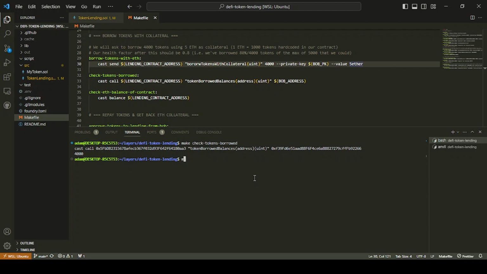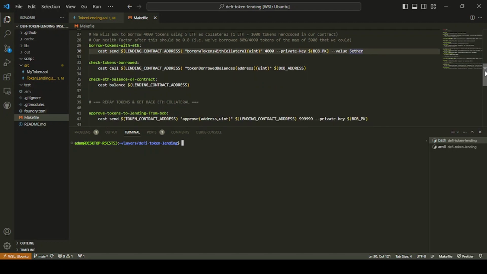So, one second, just go make check ETH balance of contract. ETH balance of contract. I think that's it. There we go. And again, as I said, he paid in 5 ether, but in the contract it's 5 with 18 zeros after it. So just keep that in mind when you're trying to calculate stuff. I know we keep going on about the 18 zeros, but it's important. So now we have the borrowed tokens. Bob has actually borrowed 4,000 tokens, and he has deposited 5 ETH into the contract.